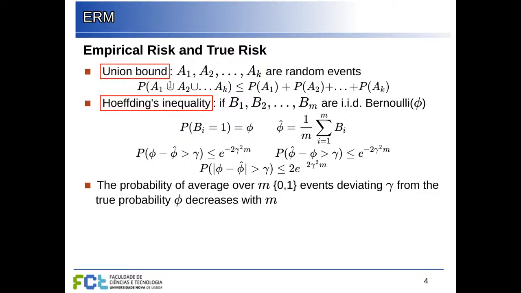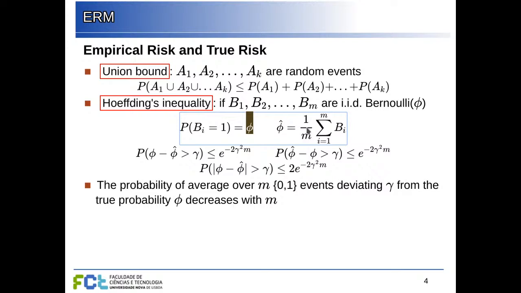Hoeffding's inequality is also something that we're going to use later on, so I'll just introduce it now. This relates the true probability of some event, which these are Bernoulli distributions, so it's something that either happens or it doesn't. We can think of that as like making a mistake in classification or classifying some example correctly, something like that. Either we do it or we don't. And we have this probability phi of getting it right, for example.